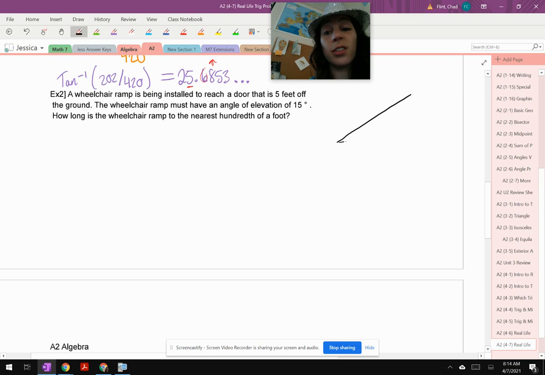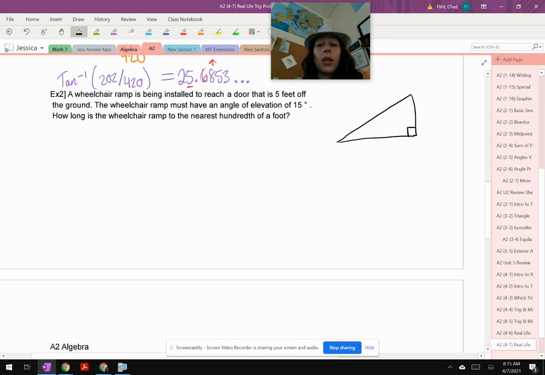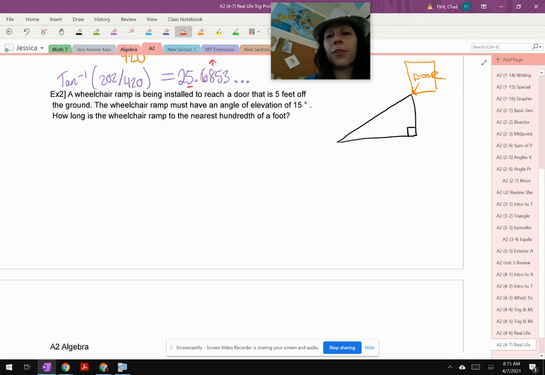It's got to be a right triangle, right? So the ramp needs to reach the door that is 5 feet off the ground. So that means that the door is up here. So this is my door. The door is up at the top here, which means if the door is 5 feet off the ground, then this distance right here is 5 feet.